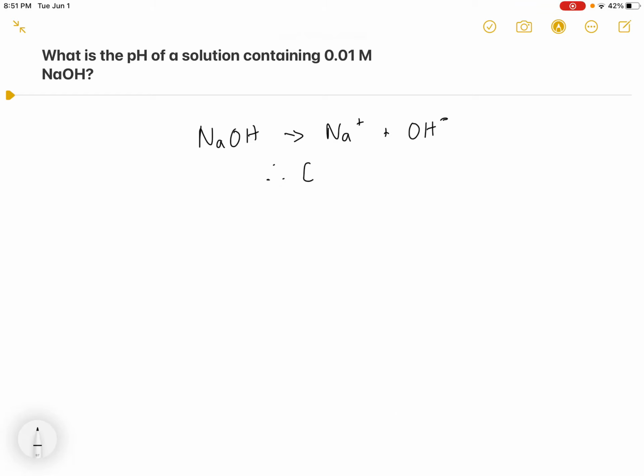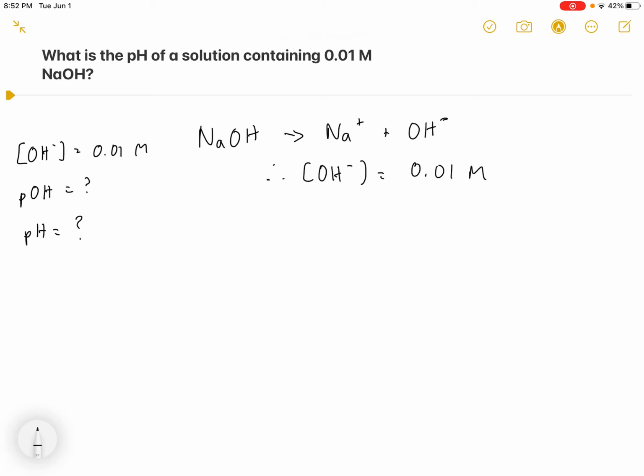So therefore, the concentration of OH minus is 0.01 molar as well. If there were 2 hydroxides, you would just multiply that given value by 2. If there were 3 hydroxides, you just multiply it by 3. So we have the concentration of hydroxide. We know that it's 0.01 molar, and we want to find pOH, and then we also want to find pH because that's what the question is asking for.